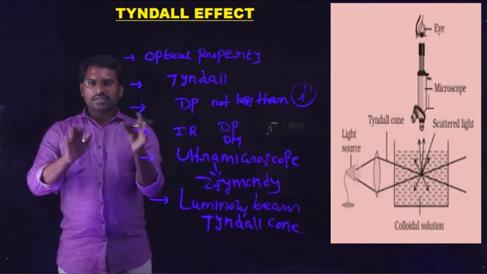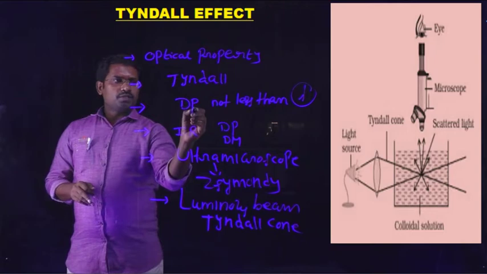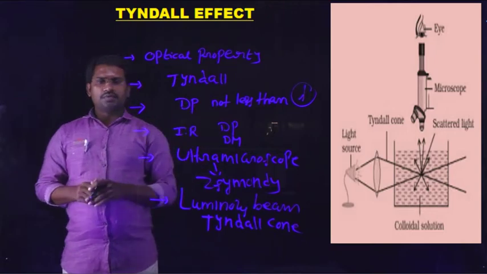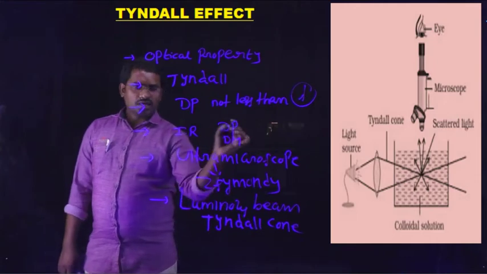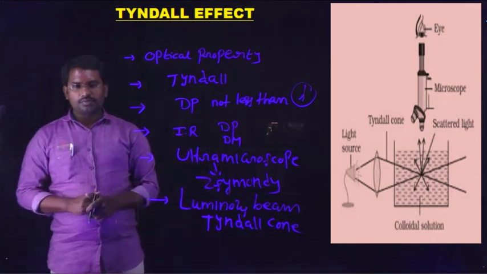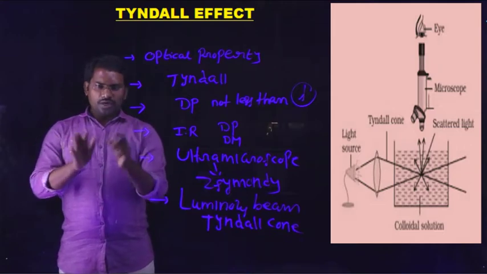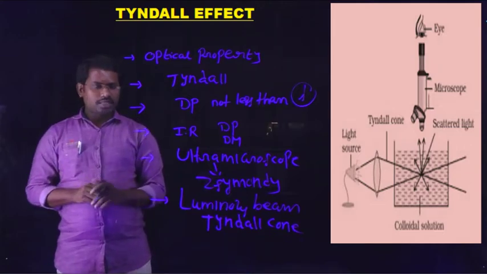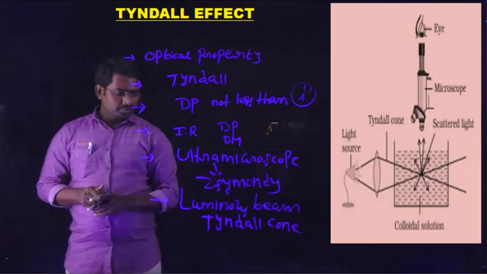The requirements for the Tyndall effect are: first, the dispersed phase particle size is not less than the wavelength of the light, and second, the refractive indices of the dispersed phase and dispersion medium have a large difference. All these phenomena we have to see with the help of the ultra microscope proposed by the scientist Zsigmondy.